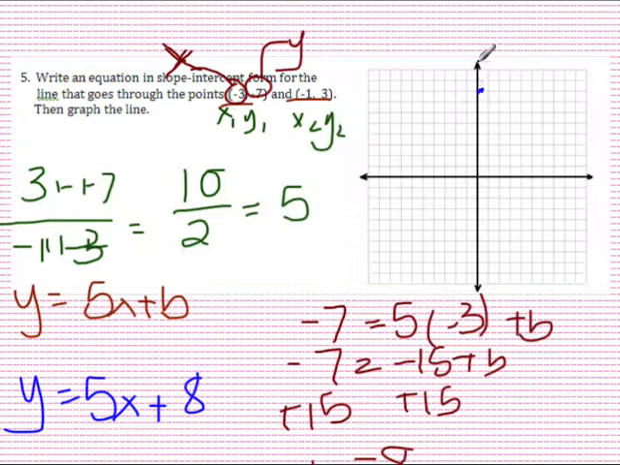So what I notice is that I can't go up 5. I run out of space. Okay, so normally I go up 5, right 1, because remember, our slope is the same as 5 over 1. But remember, 2 negatives also make a positive. So I could also go down 5 and left 1. So I can go down 1, 2, 3, 4, 5, and left 1. And I can go ahead and graph that line. So that's that line right there.